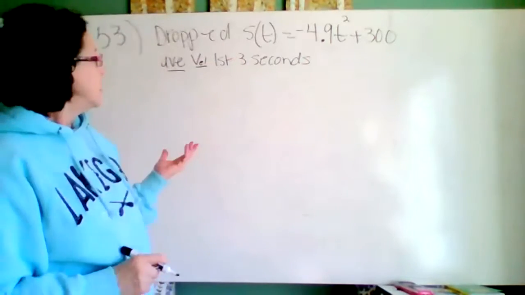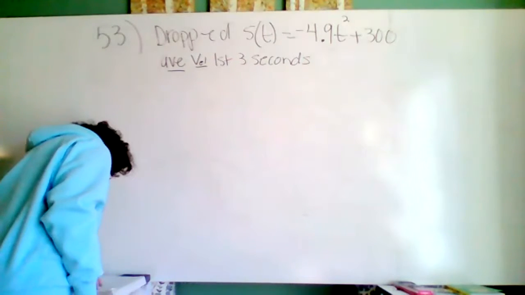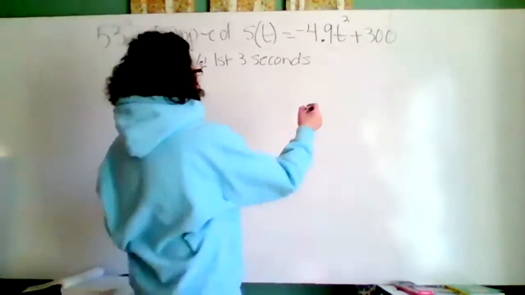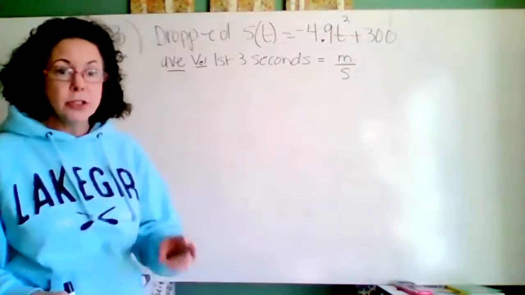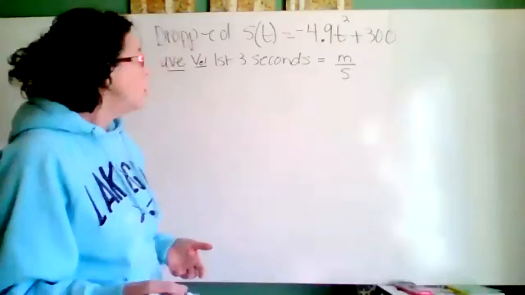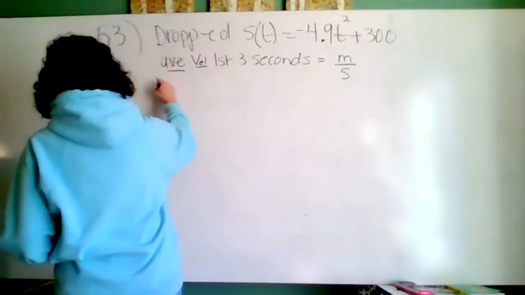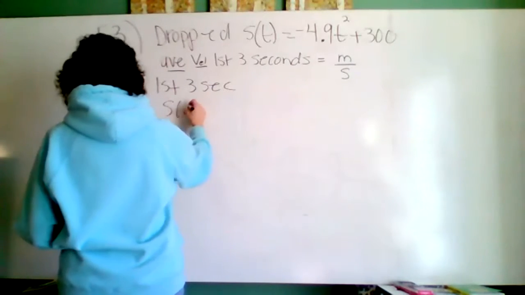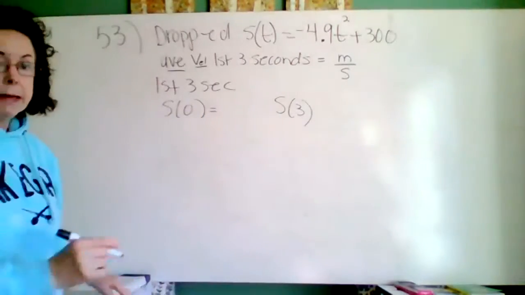Average velocity is, and I forget if this is in meters. Let's see, 3 seconds. Oh, it's meters. Meters per second is what they're asking me for, right? So they're asking me for meters per second, and they want the average. That means I'm using 2 points. So what I'm going to do is get 2 points from the position function and find the average velocity. And they want this for the first 3 seconds. So that would be from 0 seconds to 3 seconds is what they mean by the first 3 seconds.